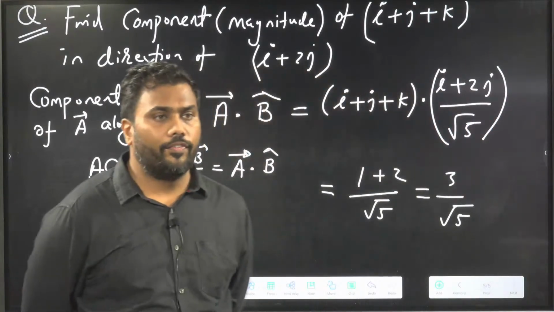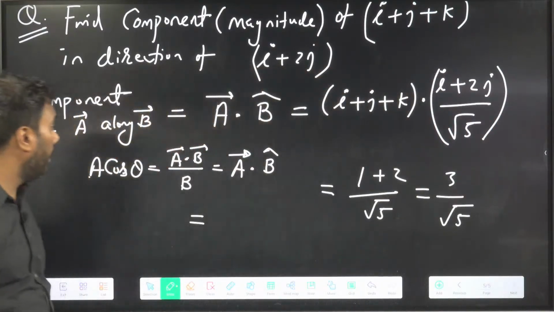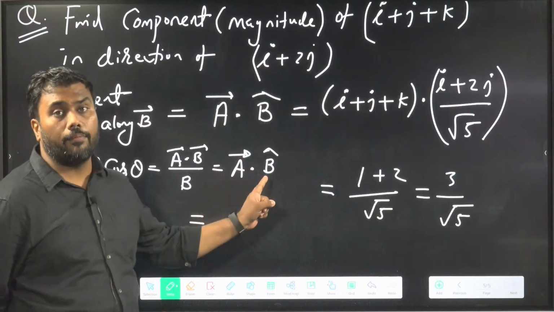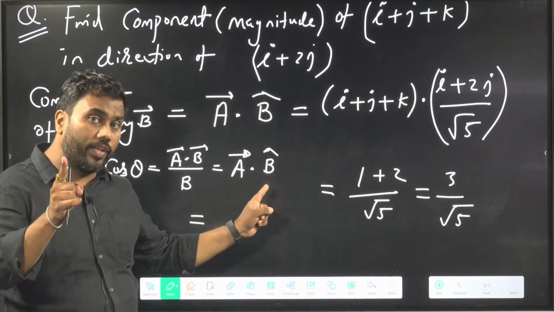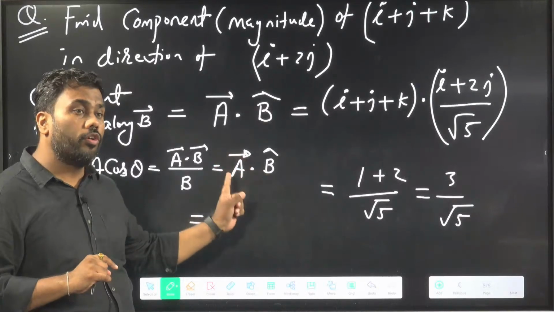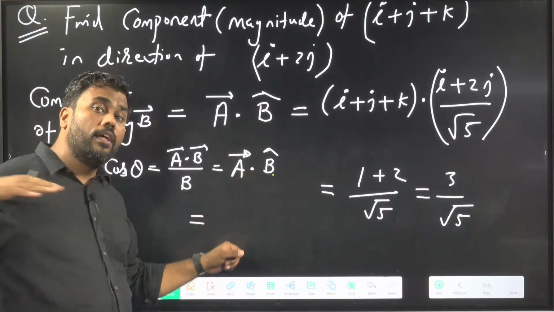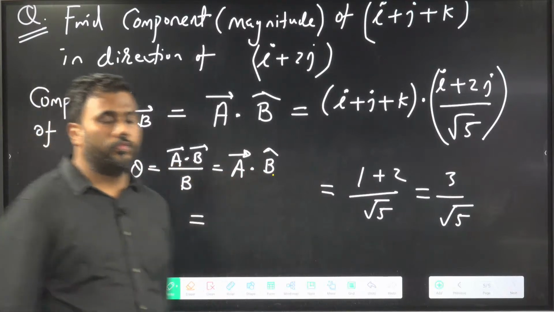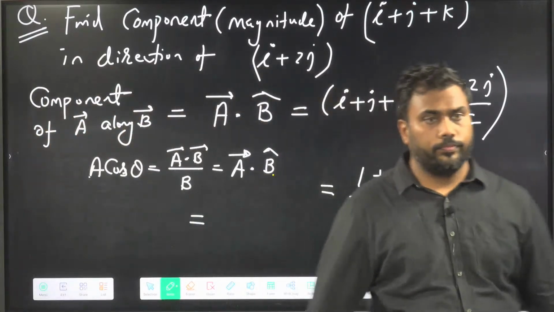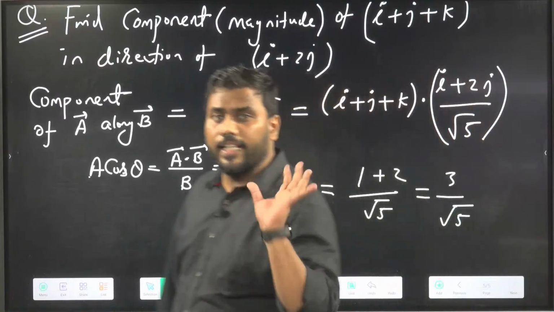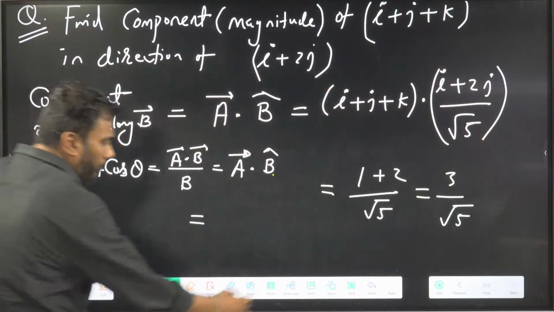What is the formula? A vector dot B cap. You want the component of A in the direction of B. What will we do? We take the dot product of A vector with B cap. Yes, and this is the magnitude of the component.